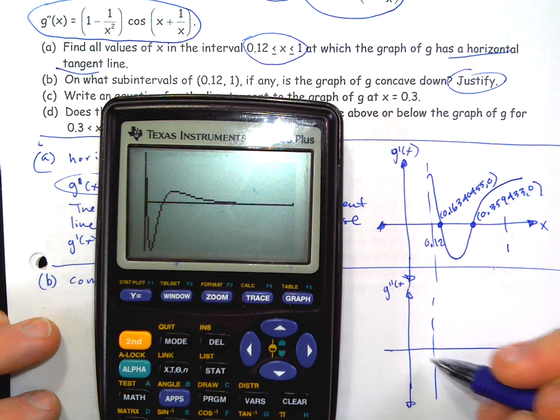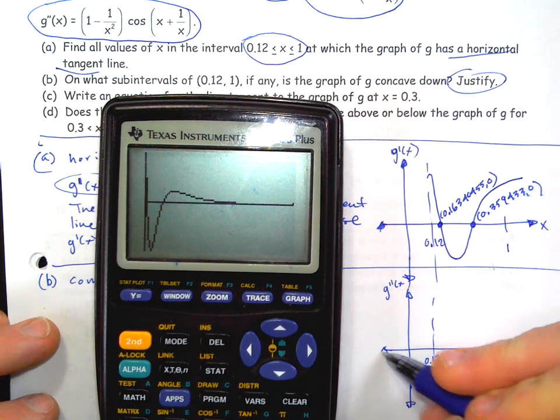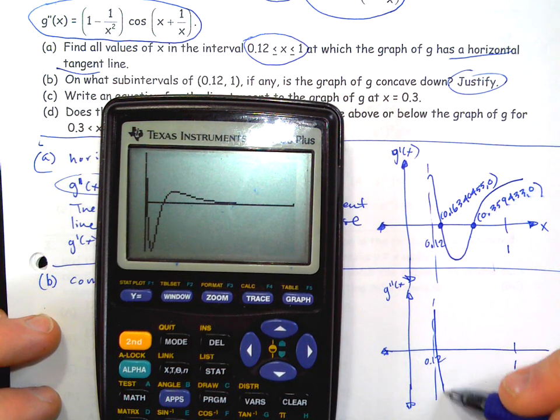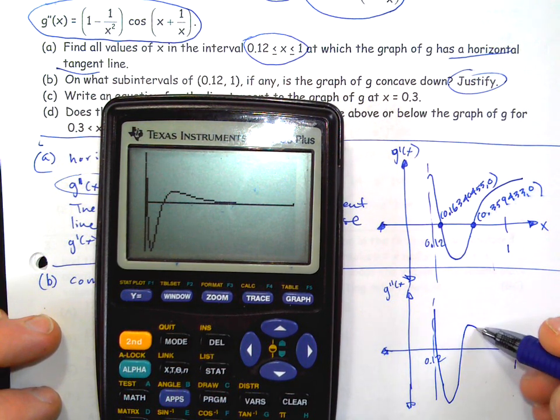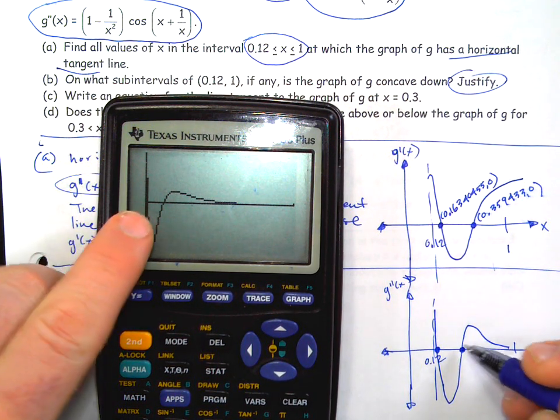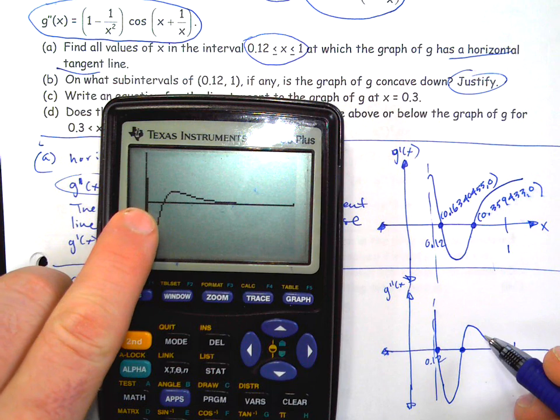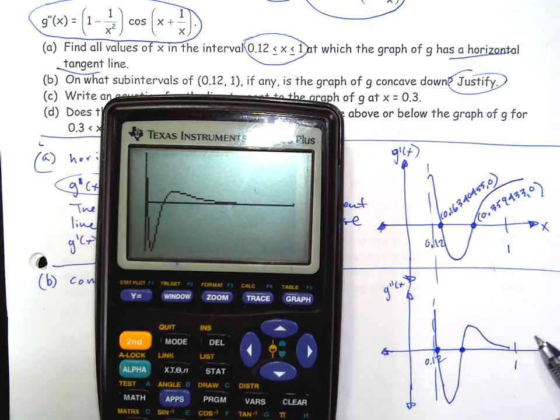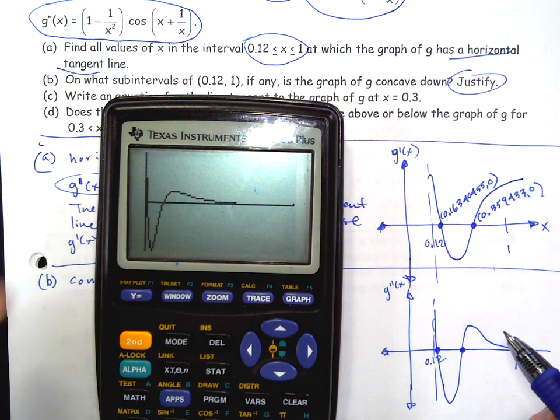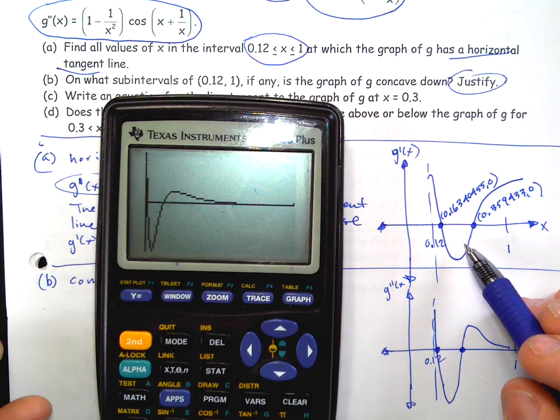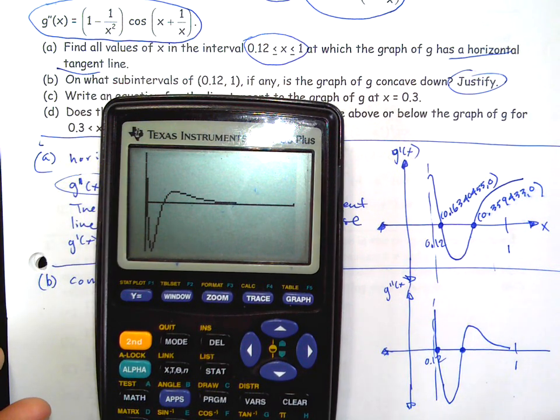So we have 0.12 to 1, and it looks like it crosses here and here. Be careful, because you might think that looks like it crosses at 0.12, or you might even think that's 0 if you forgot that your window starts at 0.12. By the way, it might be interesting to graph these from 0, and I think they do a lot of crazy stuff between 0 and 0.12.